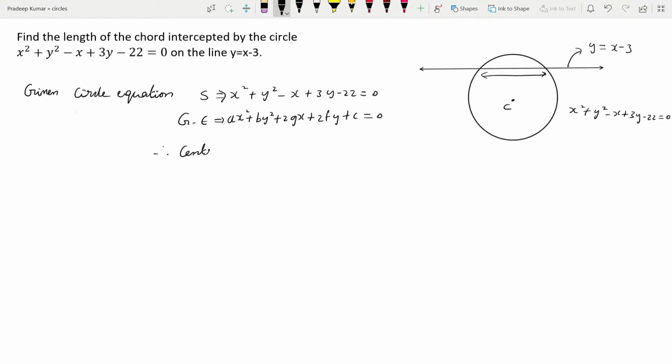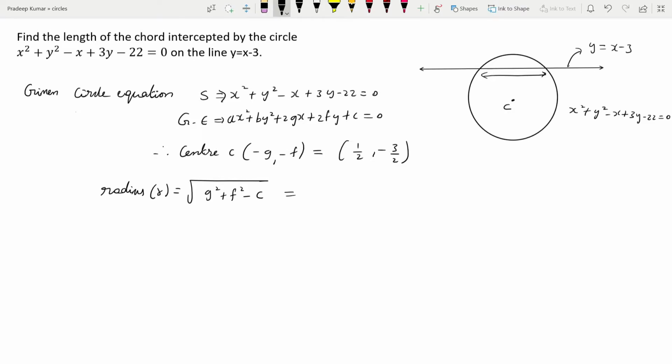So what is the center? Center is nothing but (−g, −f). So let's compare. We get the center as (1/2, −3/2). So we got the center. Let's find the radius also. I can write the radius r = √(g² + f² − c). So let's substitute these values. The g value is 1/2 whole square, plus the f value is −3/2 whole square, minus the c value, which is −22, under root.